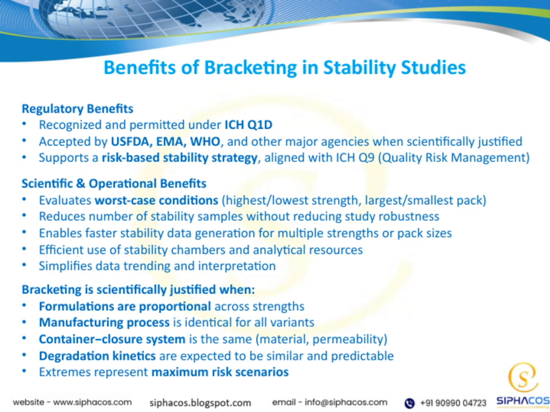When is bracketing scientifically justified? Well, it's appropriate when formulations are proportional across different strengths, and when the manufacturing process remains the same for all variants. The container closure system should also be consistent in terms of material and permeability. Additionally, we expect similar degradation kinetics across the variants, and the extremes tested should represent the maximum risk scenarios we might encounter.